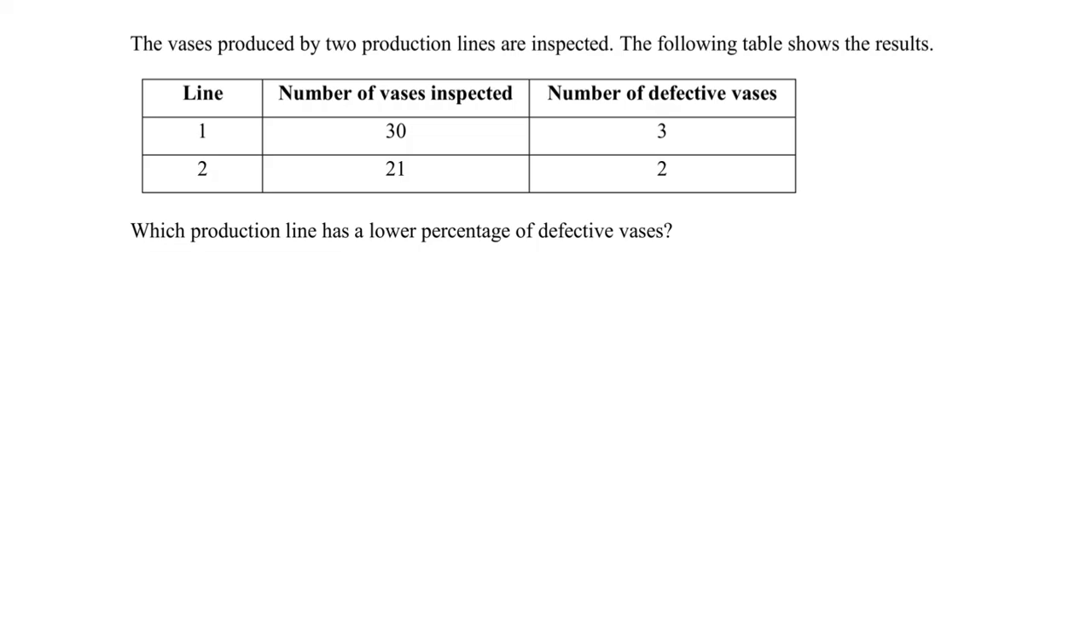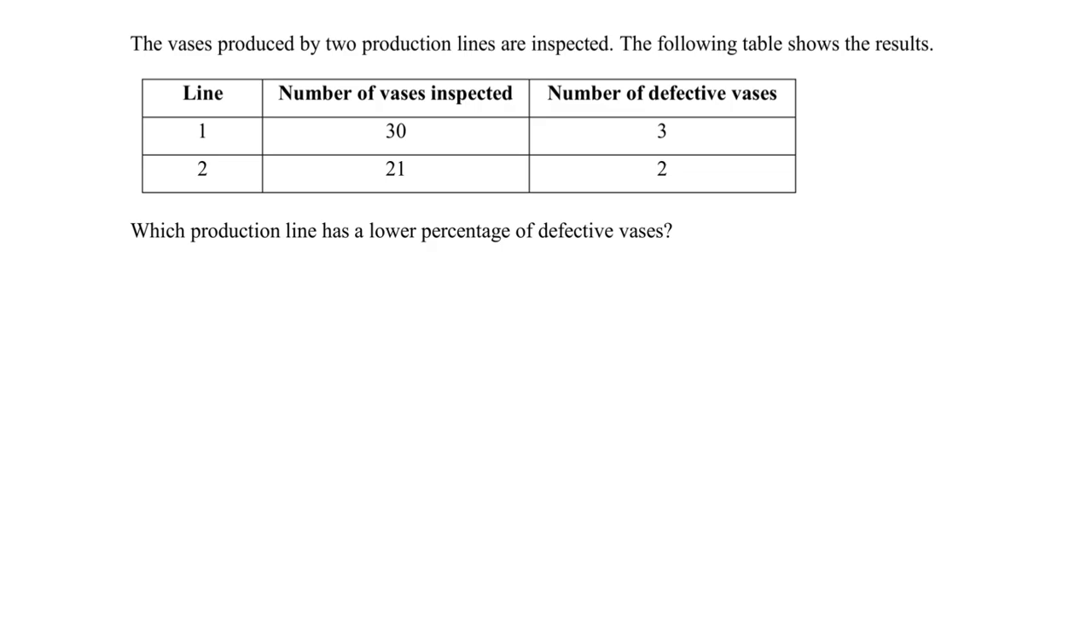Welcome to this video where we are given that there are vases produced by two production lines, line 1 and line 2, and the table shows the results. Which production line has a lower percentage of defective vases? So of course, I am then going to calculate the percentage for each line.